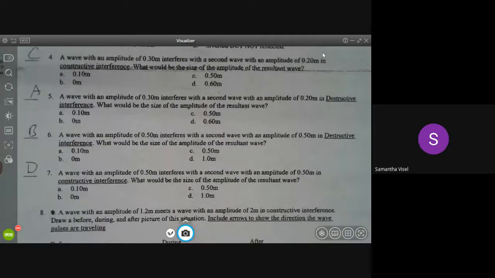And then 7, a wave with an amplitude of 0.5 interferes with a second of 0.5 in constructive. So constructive, we're going to add together. So 0.5 plus 0.5 gives me D, 1 meter.